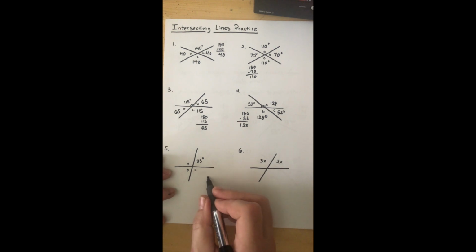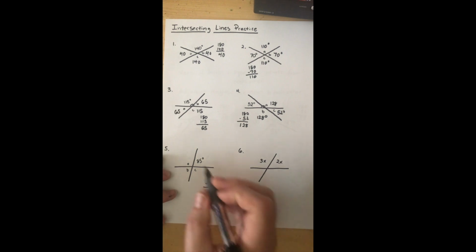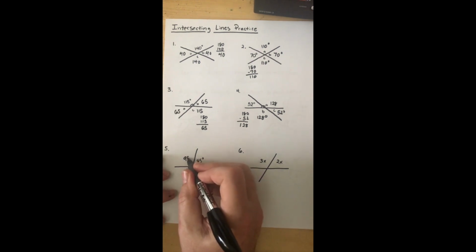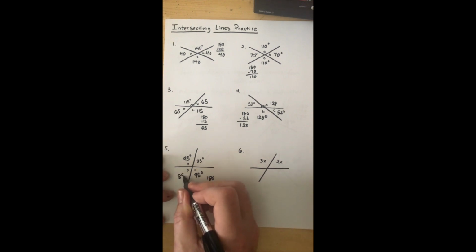85 now is going to be taken away from 180. That's the sloppiest 8. Now if I take 80 away from that, I'm left with 100. So I take 5 away from 100, I have 95. So 95 goes here. It's vertical pair there. And 85 down here.